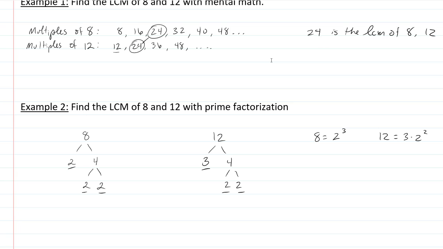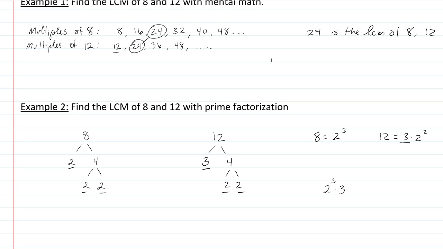We then take the highest power of each unique factor. So we start with the 2's. What's the highest power of the 2's? 2 to the third, right? 2 to the third. We write that down. And then our next unique factor is 3. And the highest power of that in both numbers is just 3.